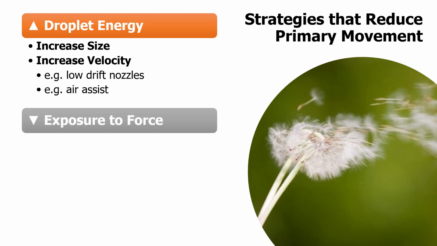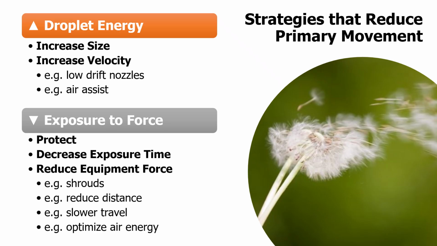The other part of the equation was the exposure to force. Why don't we reduce the amount of force that a droplet is exposed to? We can protect it from wind or turbulence by shrouds or similar. We can decrease the time that it's in the air moving from A to B by maybe getting the nozzles closer to the target. Pretty neat, huh? Oh, come on now, it's fun.